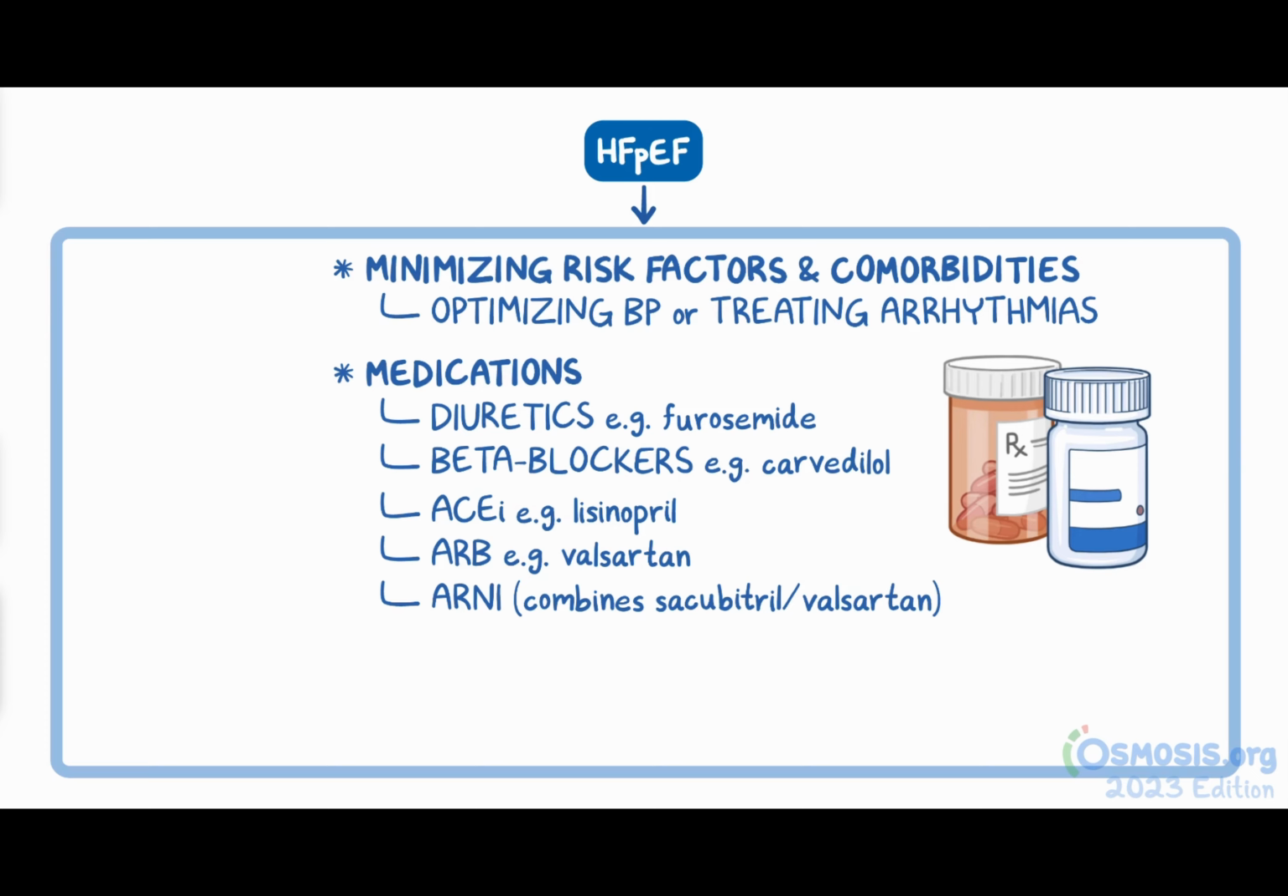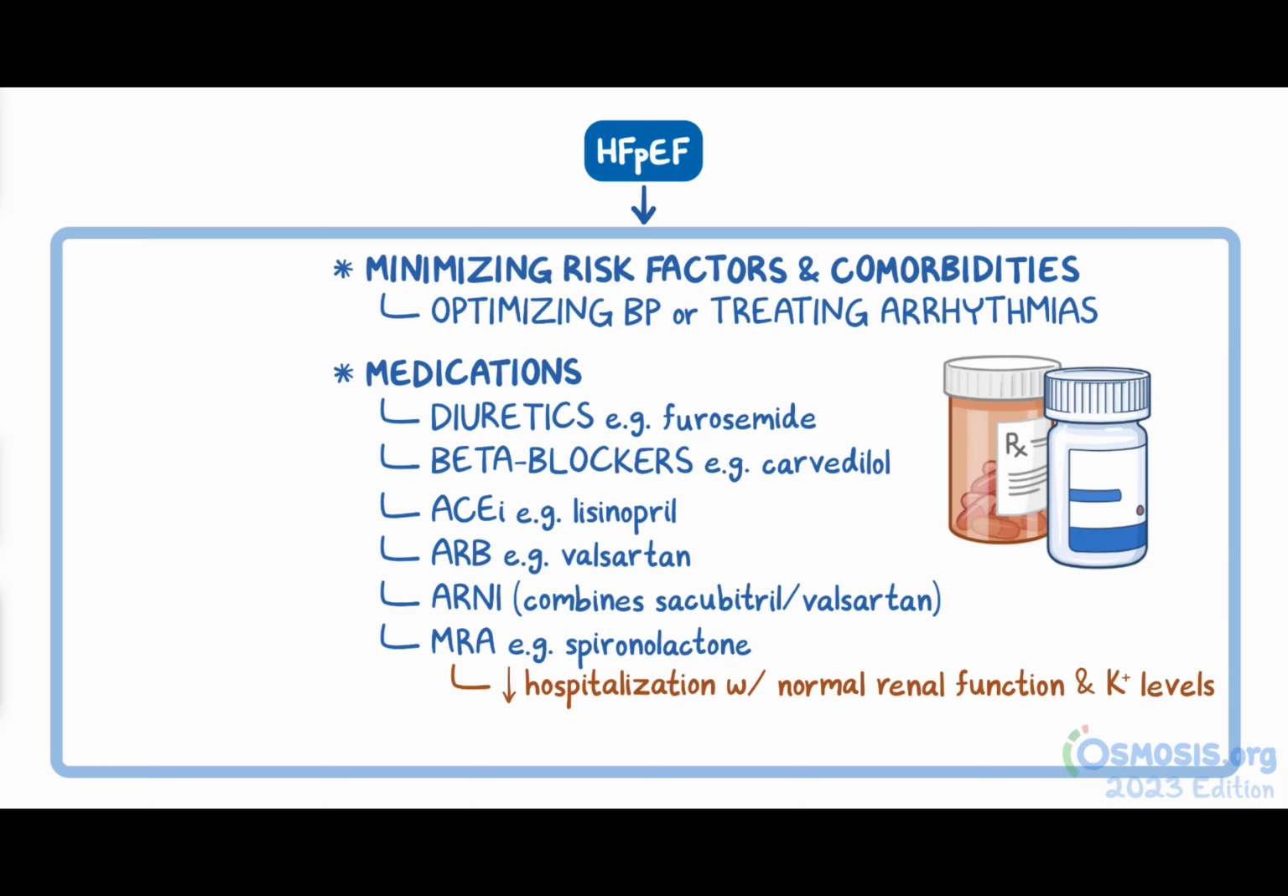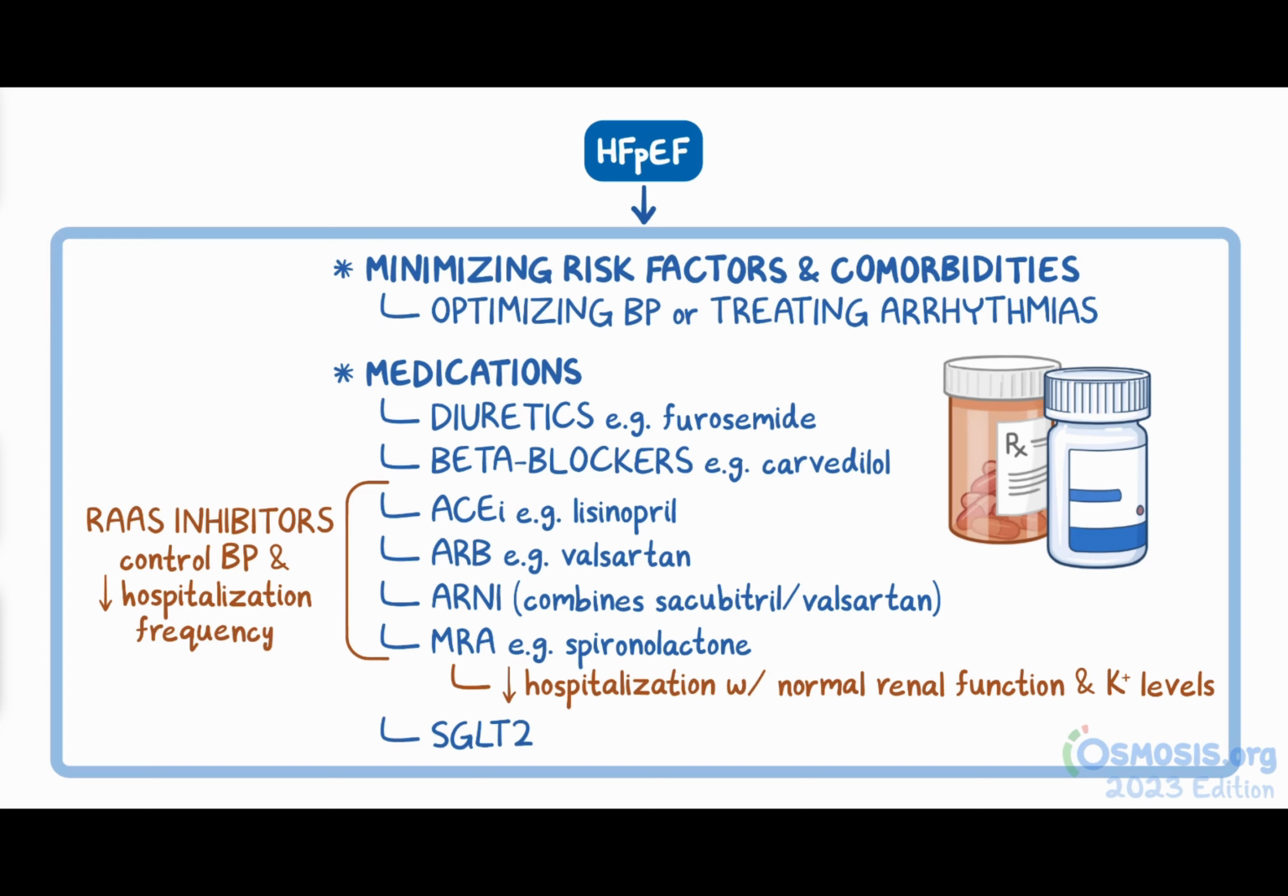Mineralocorticoid receptor agonists, or MRAs, like spironolactone, may also decrease hospitalization in patients with normal renal function and potassium levels. These medications are known as renin-angiotensin-aldosterone system inhibitors, also called RAS inhibitors. They help control blood pressure and reduce their hospitalization frequency. Finally, sodium glucose cotransporter 2 inhibitors, or SGLT2I, such as dapagliflozin, help decrease mortality in HFpEF.